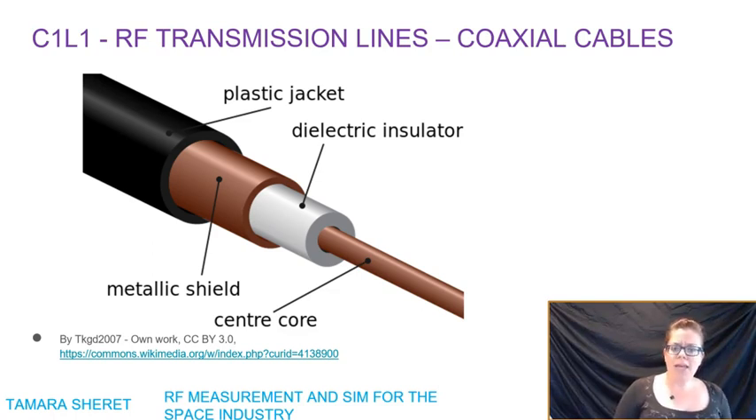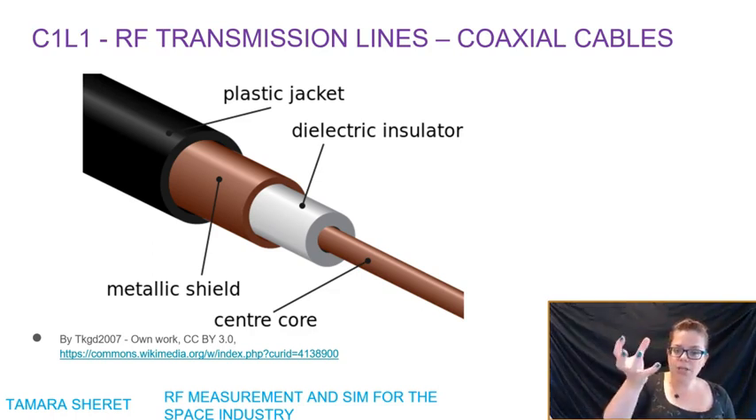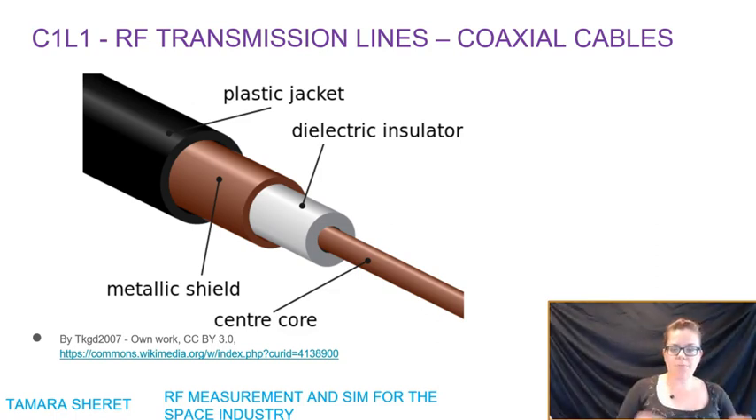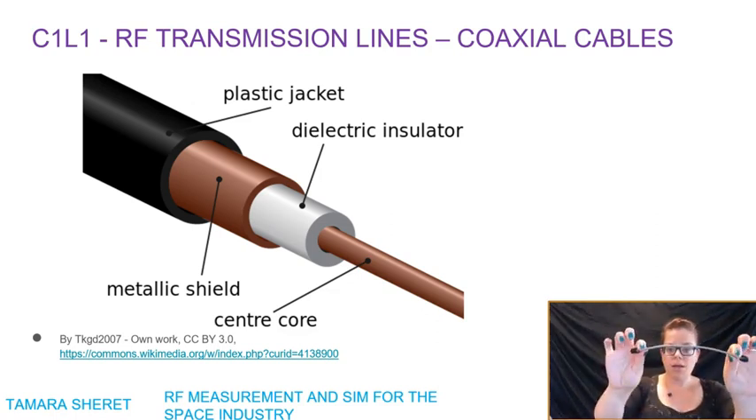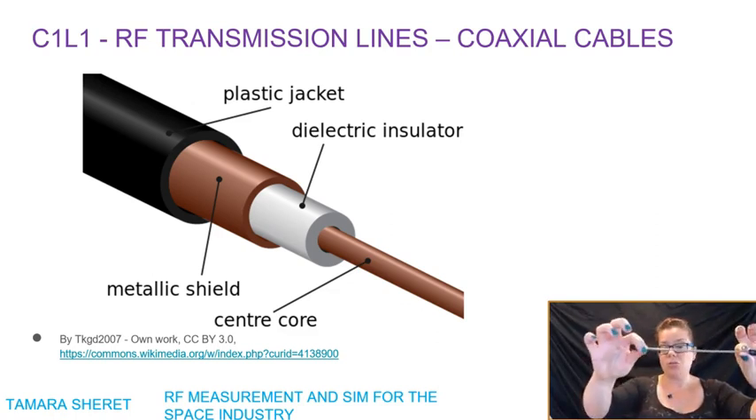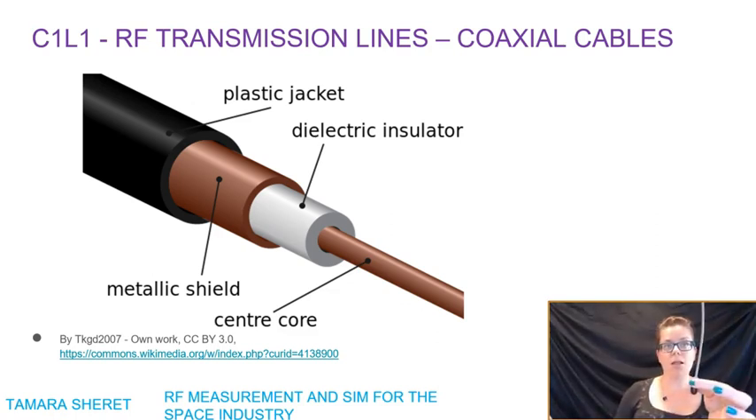The most common one is a coaxial cable. This is a cable with a central metal core. You've got some dielectric insulator around it, and then a shield and a plastic jacket. They look like this. They are that exciting. They do just literally look like a large piece of wire.